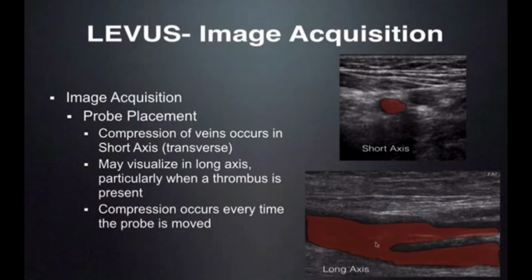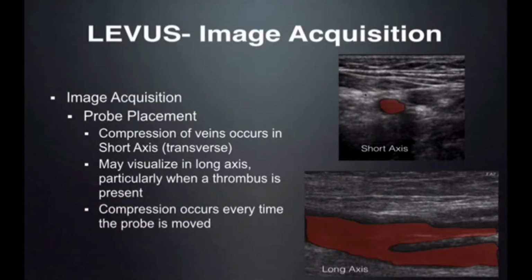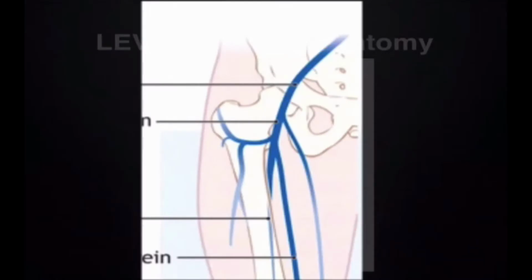And the way we're going to determine if there's a DVT or not is to look in the transverse view and to perform a technique called compression, where we put direct pressure onto the vein and watch it collapse. If the vein does not collapse 100%, then you cannot say it is a normal vein. Every time you move the probe, it's important that you do compress so that you do not miss a subtle DVT. So this is just a review looking at the normal anatomy.